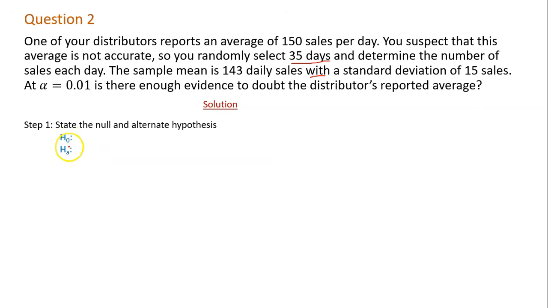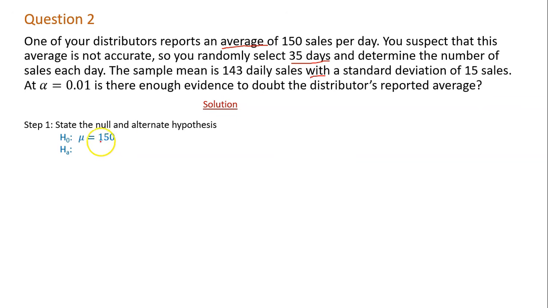After writing this, you go back to the question and check properly. The distributor reports an average sales of 150 sales per day. When you look at this statement, if you put it in another sentence, it says that the average sales per day is 150. Because of that word "is", it is a statement of equality. And remember, a statement of equality goes for what? The H naught. So we are going to have mu equals 150. Average means mean. Okay, so mu equals 150.